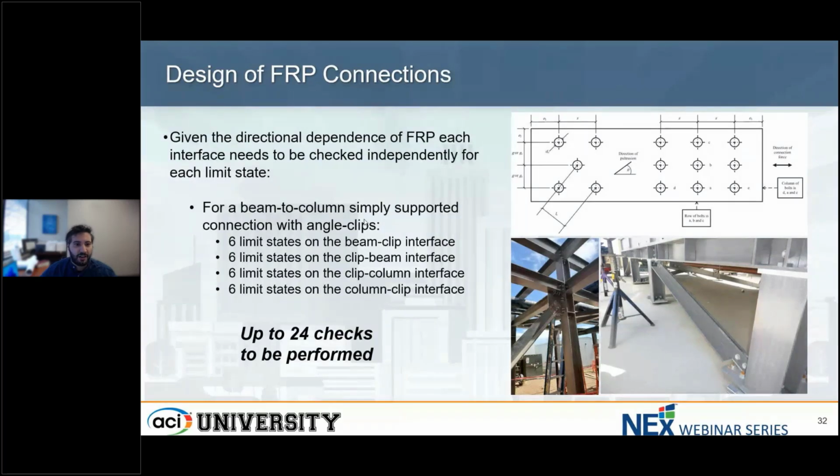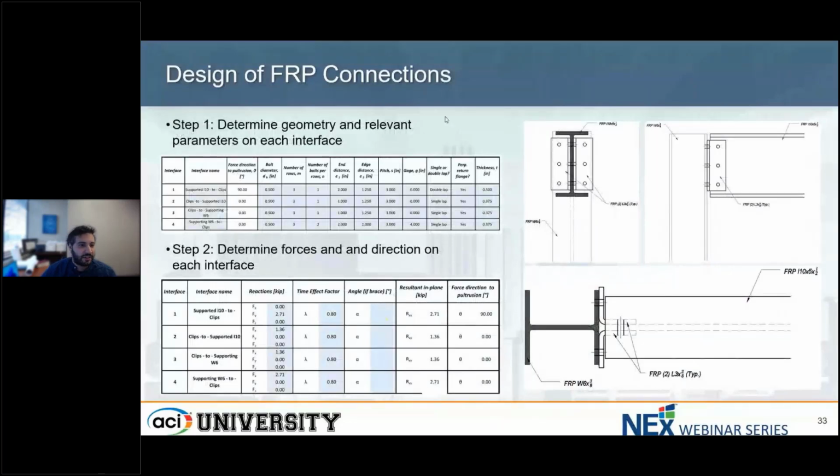And to give a visual representation of this example connection, here I have a sketch of a typical beam to column connection, again with angle clips attached to the beam and to the column. For a simple shear condition, what we have to imagine is that the vertical shear on the beam will be perpendicular to the main direction of the fibers, while on the clip it will be parallel to it, and again parallel to it on the column.